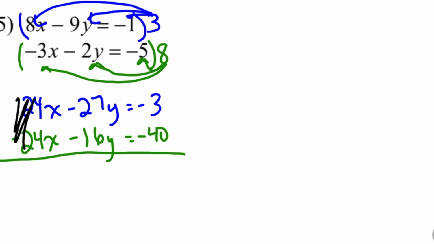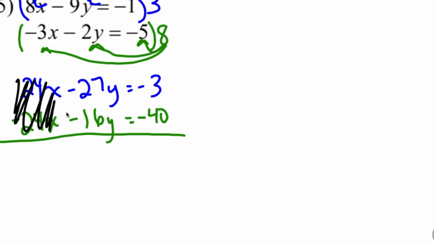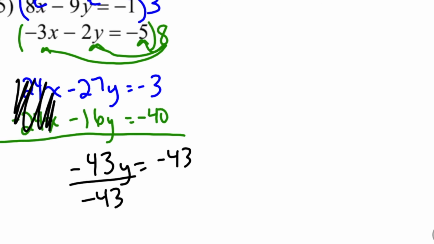Okay, here we go. 24 minus 24 is 0. They're gone. Next, negative 27 minus 16 is negative 43, sorry. I was thinking multiplying 6 times 7. Negative 43. y equals negative 43.